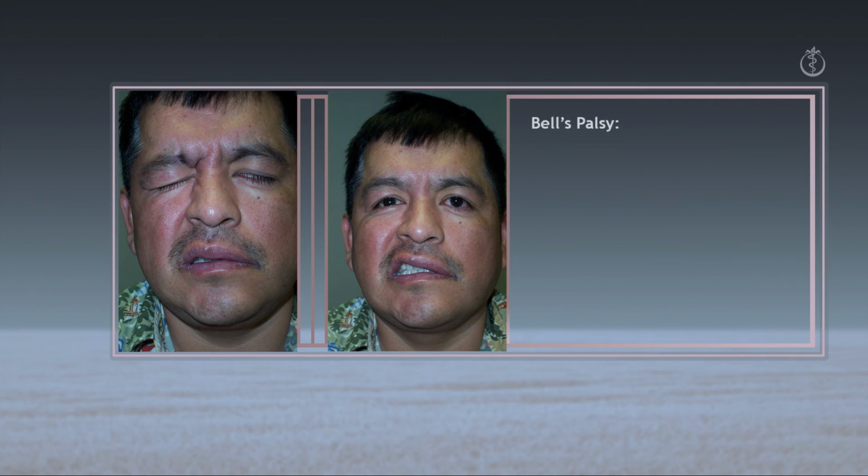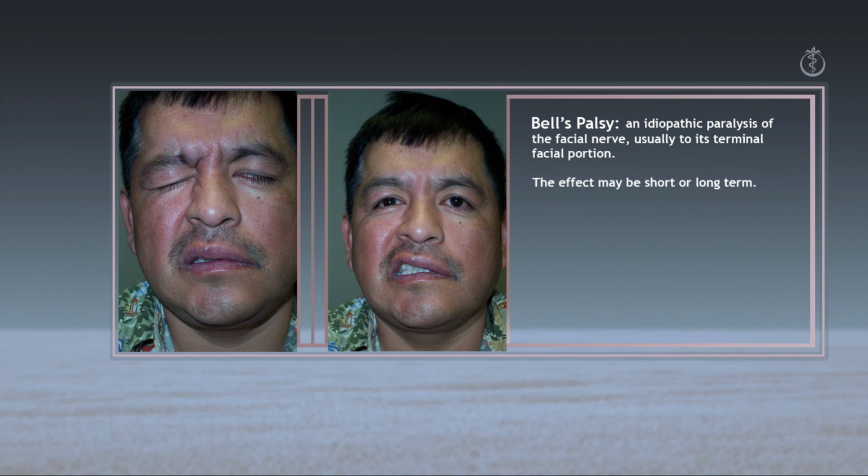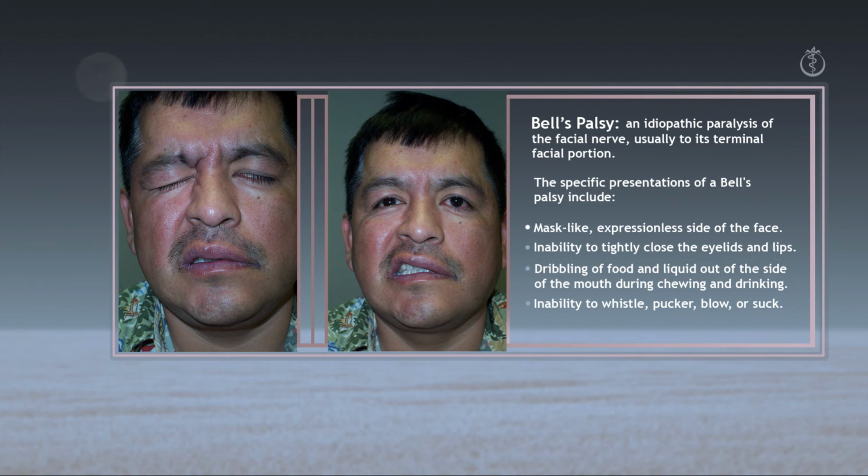Bell's palsy is an idiopathic paralysis of the facial nerve, usually to its terminal facial portion. The effect may be short or long-term, and may involve all or part of a unilateral nerve territory, although usually all of that side of the face. The specific presentations of a Bell's palsy include a mask-like, expressionless side of the face, an inability to tightly close the eyelids and lips, dribbling of food and liquid out of the side of the mouth during chewing and drinking, and an inability to whistle, pucker, blow, or suck.